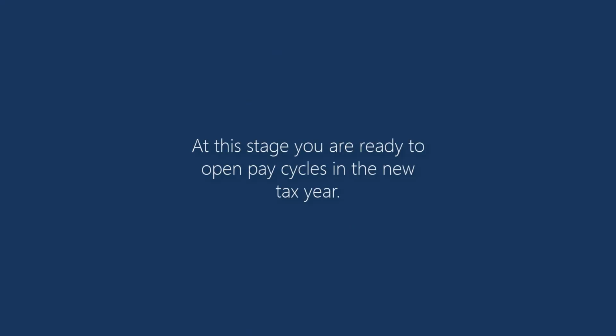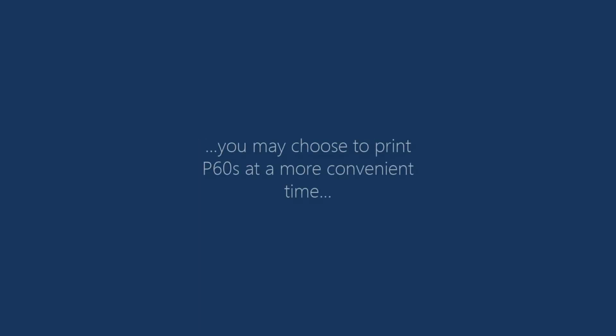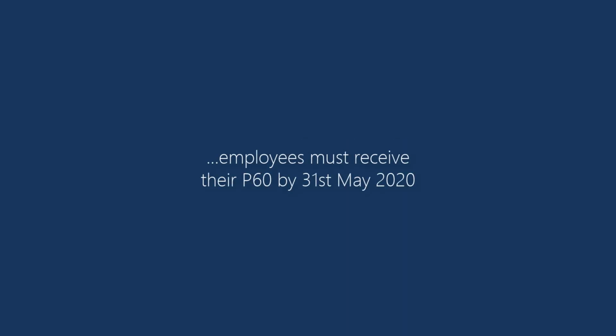At this stage you are ready to open pay cycles in the new tax year, but keep watching for instructions on P60 printing. Step 5. P60 printing and emailing. As you've completed the clear down, you're now in a position to create P60s for your employees. You may choose to do this at a more convenient time, but please note, employees must receive their P60 by the 31st of May.